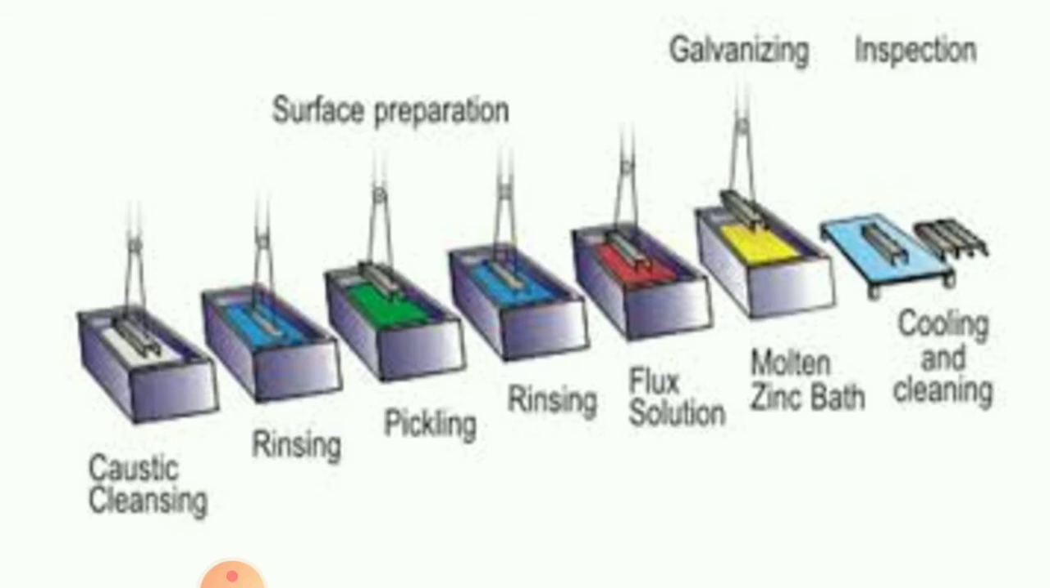This zinc is more electropositive than iron, so it can get attracted towards iron and form a thin layer on iron. So iron will stop getting rusted, because zinc will not react with oxygen easily, and it will break the contact of iron with the oxygen and the rusting process will be stopped.